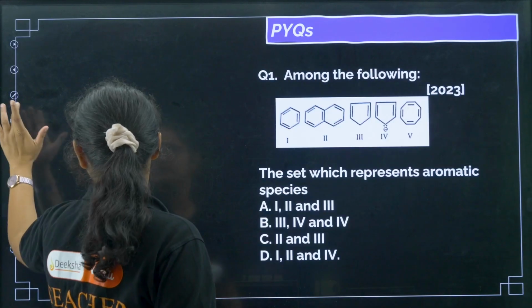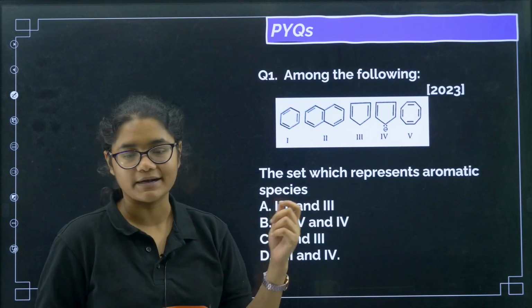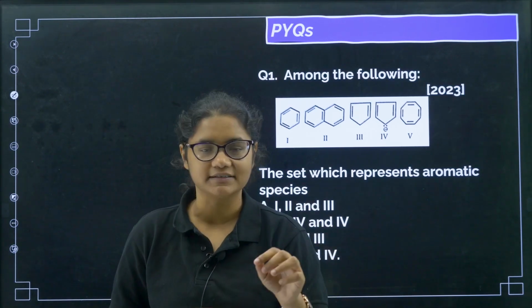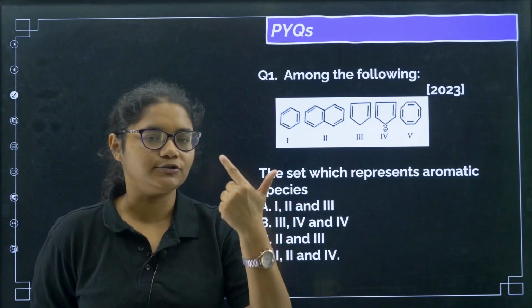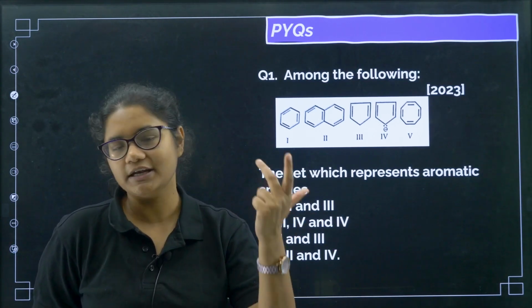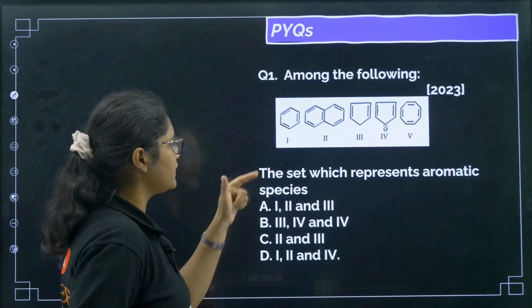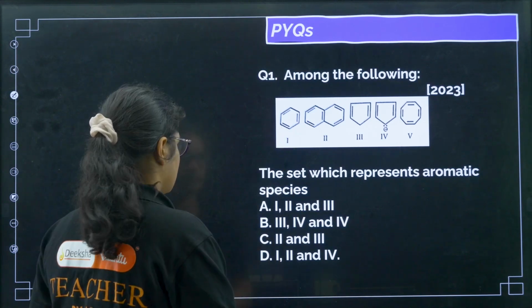So let us see the first question here. Among the following, the set which represents the aromatic species. In the previous to previous class, we discussed the conditions of aromaticity, right? It should be cyclic, it should be planar, it should have conjugation, it should have 4n plus 2 pi electrons. Now comparing here, you know benzene is aromatic, we all know that. This naphthalene, let us check this one.